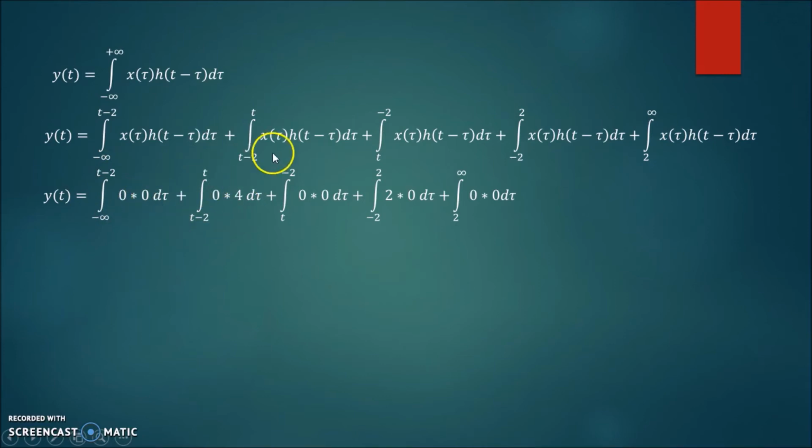From t minus 2 up to t, here the h of t minus tau is existing, having amplitude of 4, but x of tau is equal to 0. Further, from t up to minus 2, none of the signal is existing, and from minus 2 up to 2, only x of tau is existing, having the value of 2, but h of t minus tau is equal to 0. In the same way, from t up to plus infinity, x of tau and h of t minus tau are not existing over here. So finally, y of t is equal to 0 for t less than minus 2.